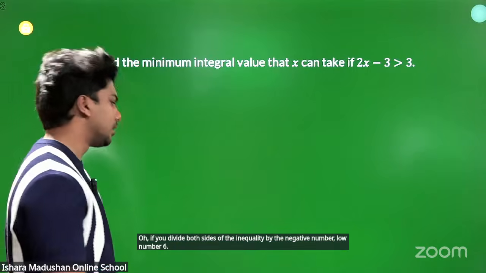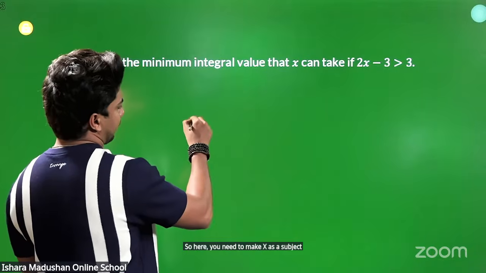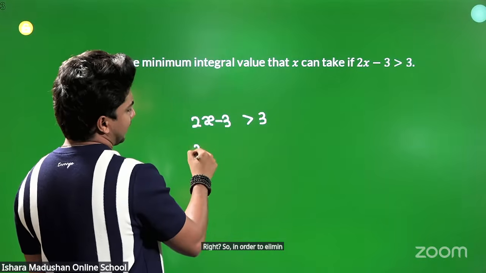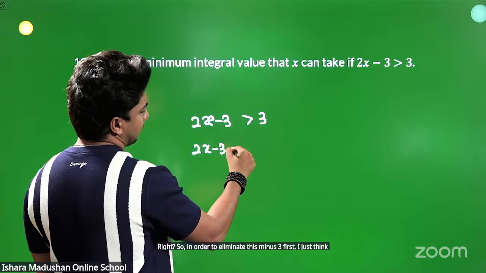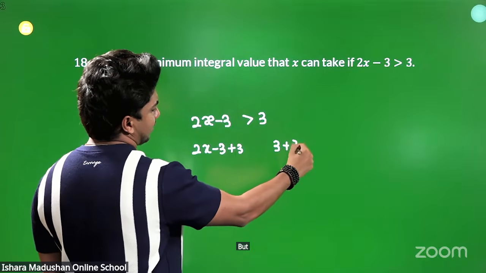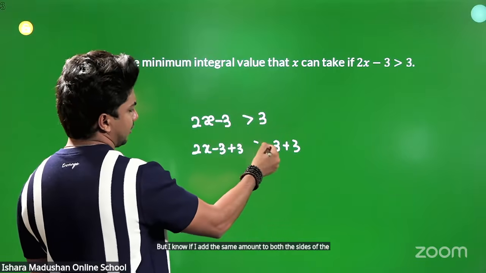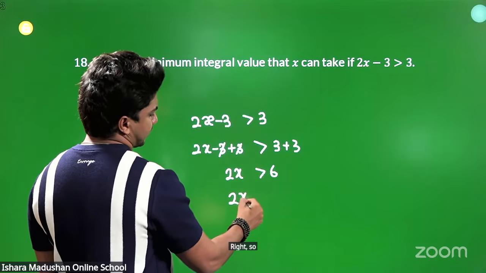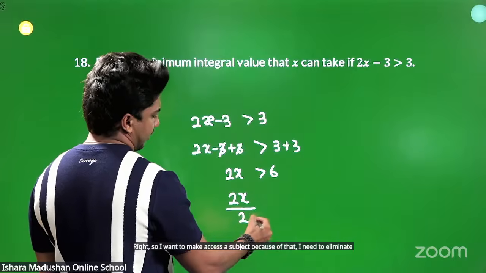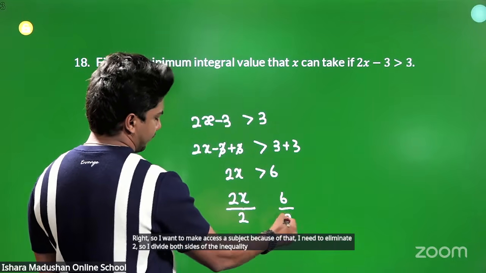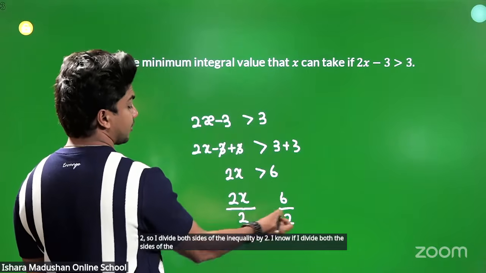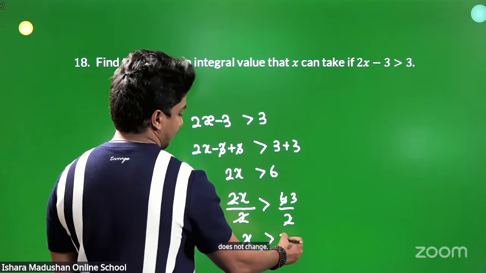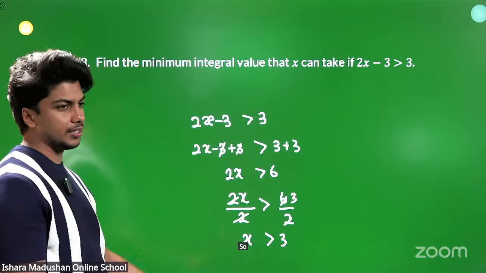Now here I need to make x the subject of this inequality. Putha, let's see. In order to eliminate this minus 3 first, I just think of adding 3 to both sides. But I know if I add the same amount to both sides, the inequality sign does not change. I want to make x the subject. Because of that, I need to eliminate 2. So I divide both sides of the inequality by 2. I know if I divide both sides by the same positive number, the inequality sign does not change. So I have solved the inequality.